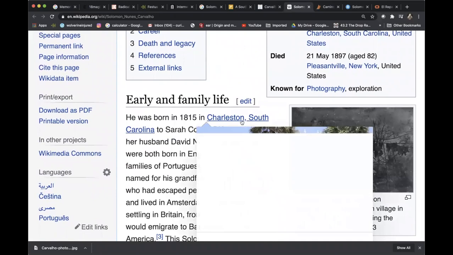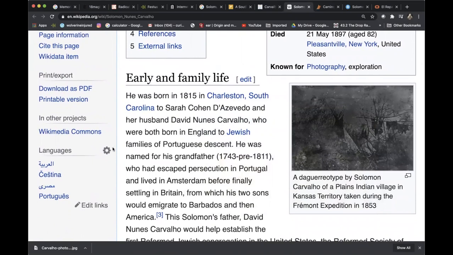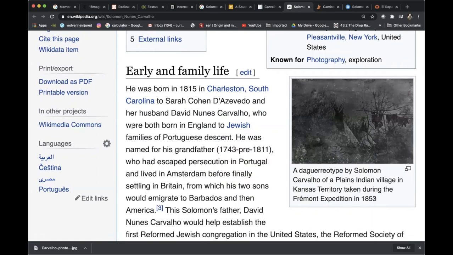What's very significant about Charleston? What did we learn in my video? That Charleston was mostly a free people of color city. It was basically people of color there, majorly. And these people were not all just Indians or African slaves. The majority were black Europeans, Sephardic Jews, and Moors. Again, he was born in this city of people of color, Charleston, South Carolina, to Sarah Cohen de Acevedo and her husband David Nunez Carvalho, who were both born in England.